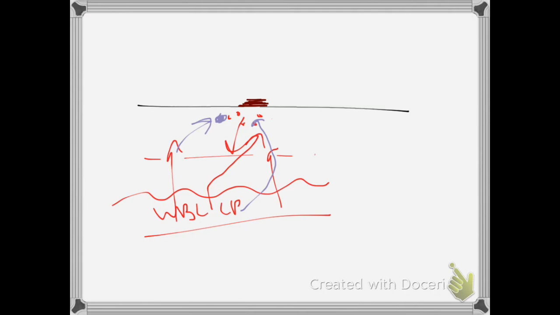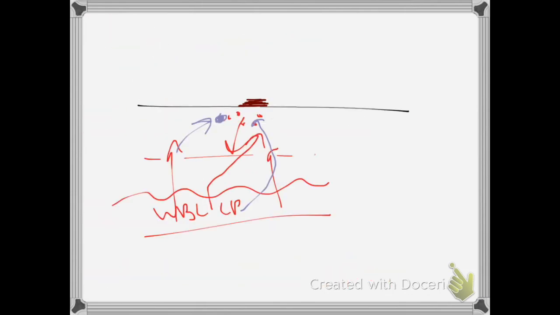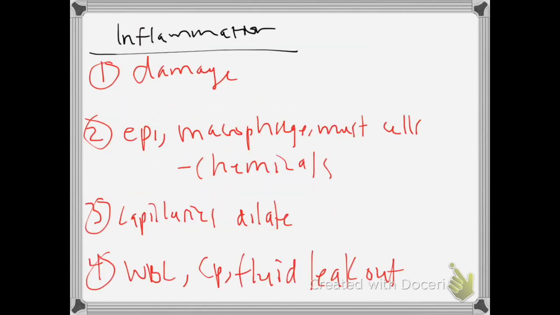So that is inflammation. From the cut to the blood clot, that is inflammation. Let's go through the word steps. Now that you've seen the picture, you kind of have a visual representation. Let's go through the words one more time. First, you have damage, okay? Then you need a signal for the body to respond.